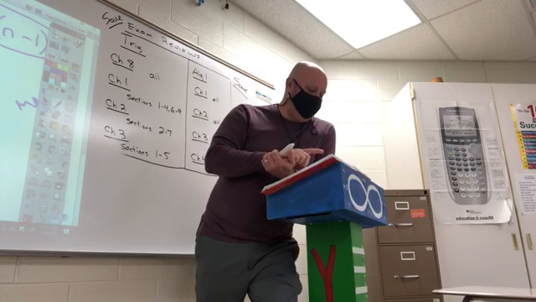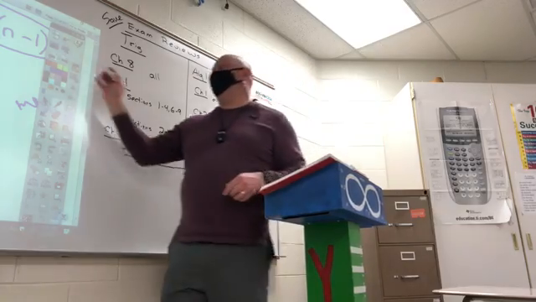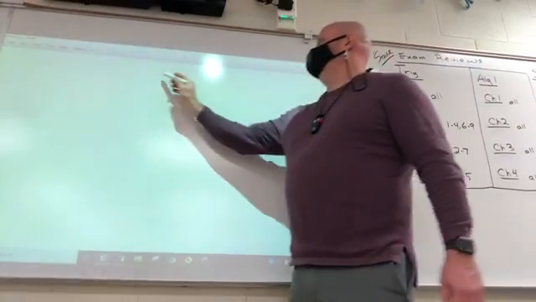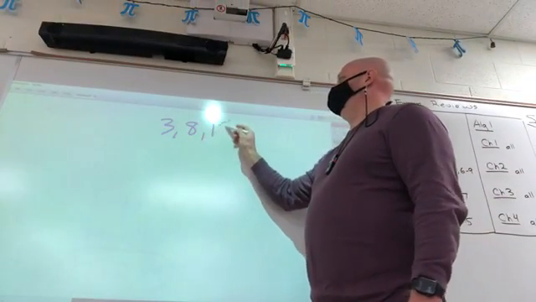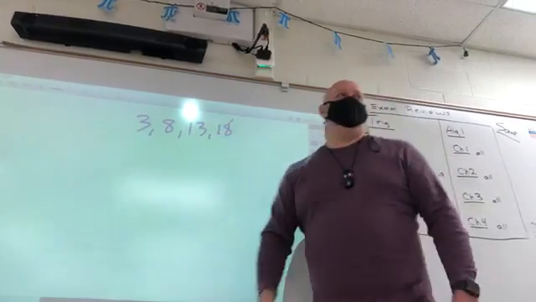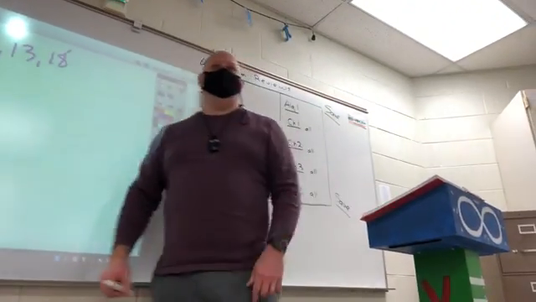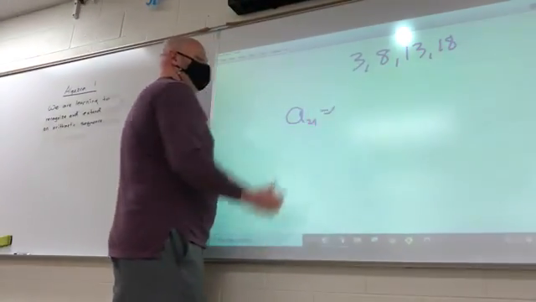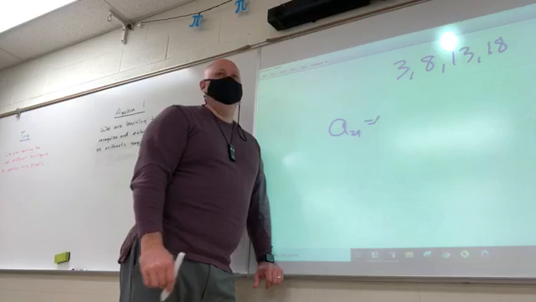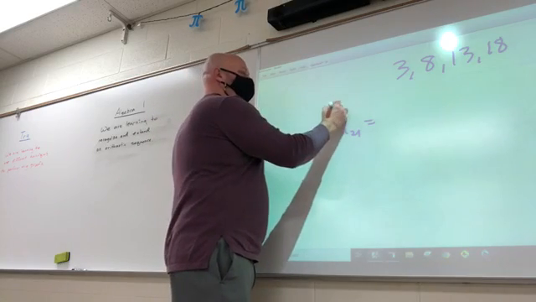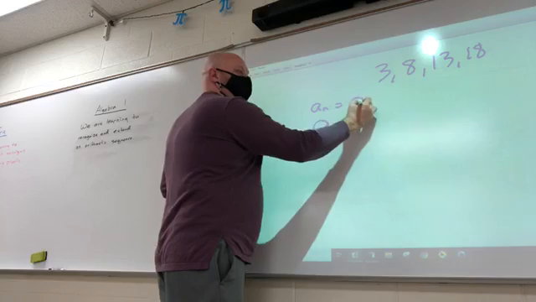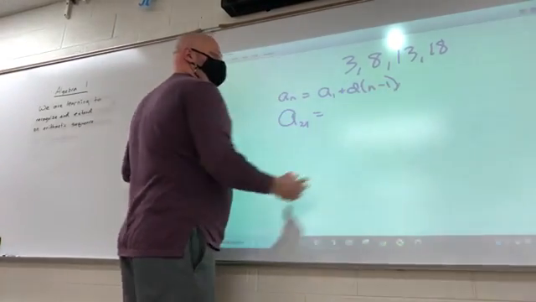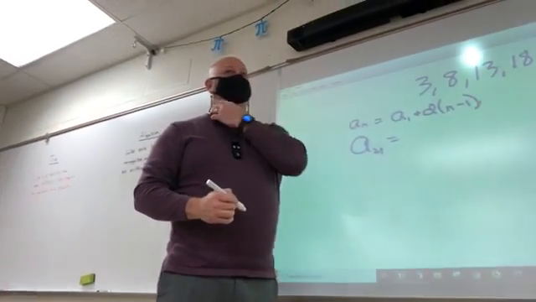They give us the pattern 3, 8, 13, 18. And what do they want us to find? The 21st term. Basically, they want us to find a sub 21. How am I going to find a sub 21? That formula. What is the formula? A sub n equals a sub 1 plus d times n minus 1. What's a sub 1 in this scenario? 3.